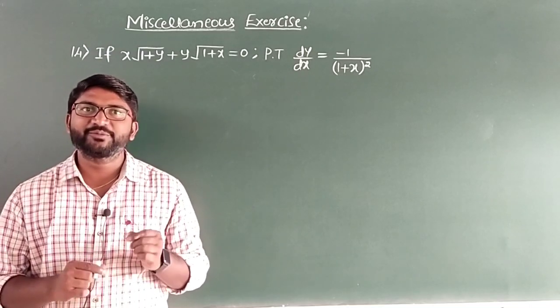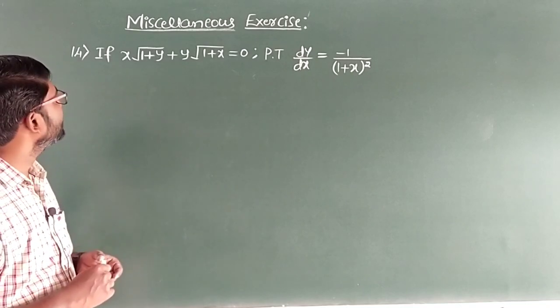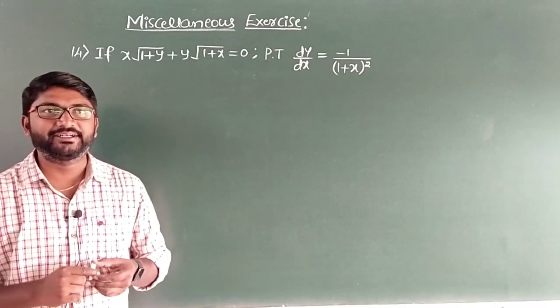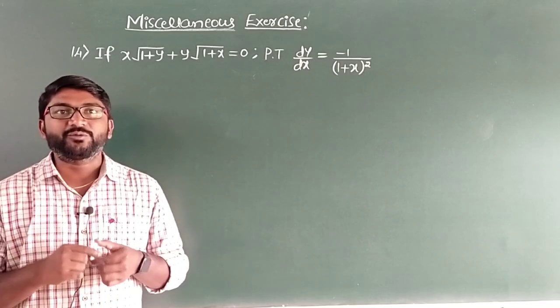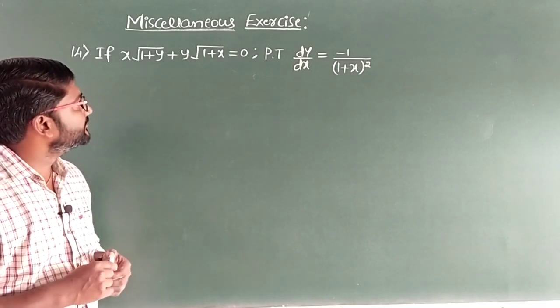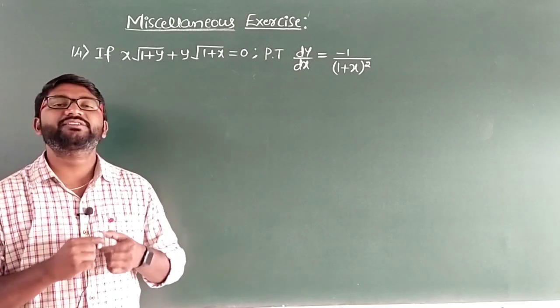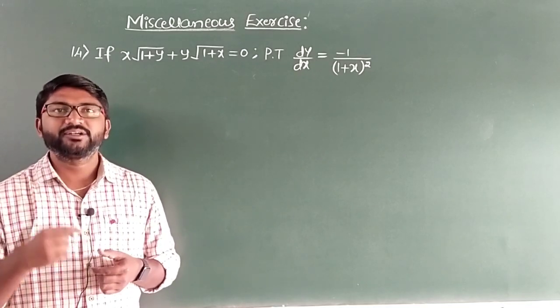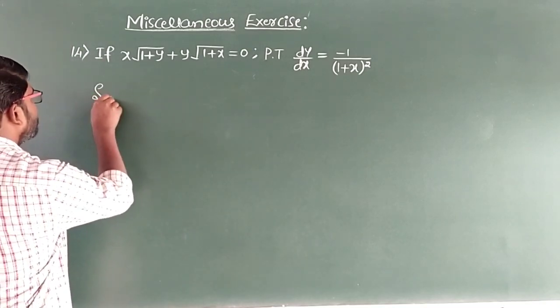So in the last class we have solved up to question number 13. In today's class let us continue with question number 14. The given question is: if x into square root of 1 plus y, plus y into square root of 1 plus x, equals 0, then prove that dy by dx equals minus 1 divided by (1 plus x) the whole square. So mark this as important for 3 marks.